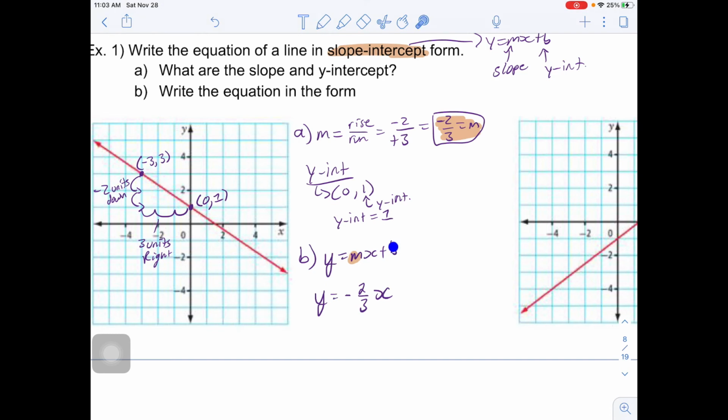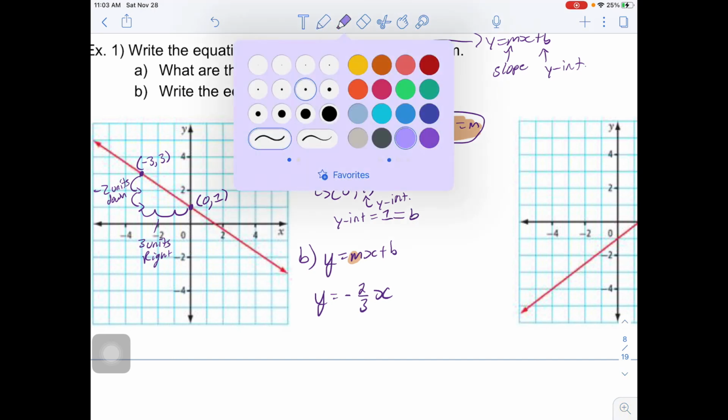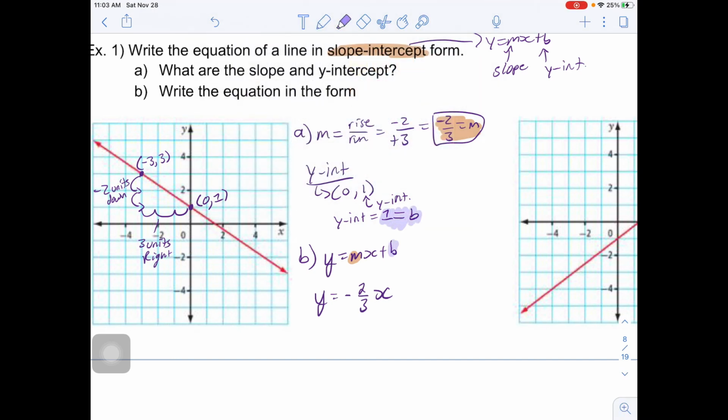And now what's my b value? Well, my b value is the y-intercept. So my b value is positive 1. So I'm going to do plus 1. And there's the equation of this line.